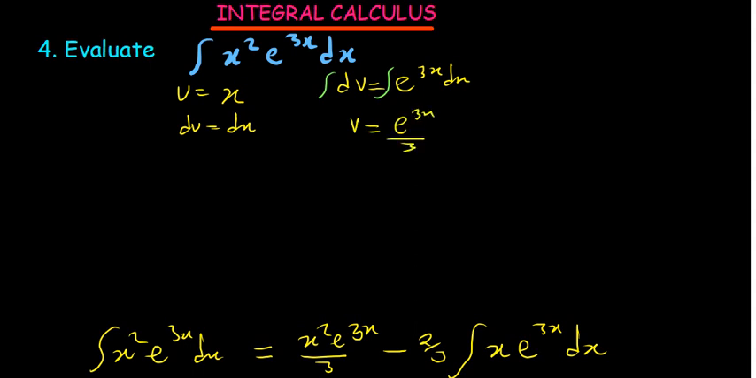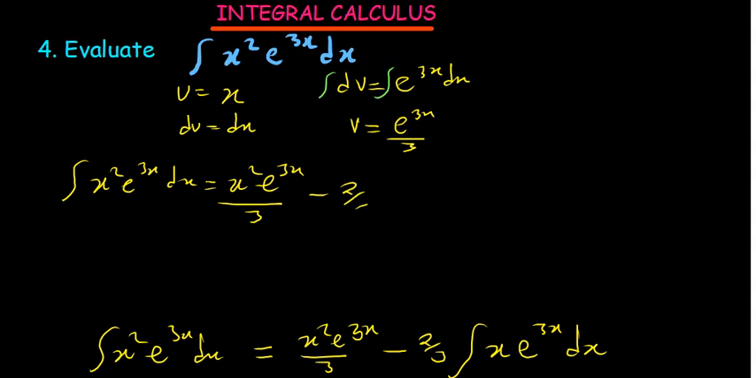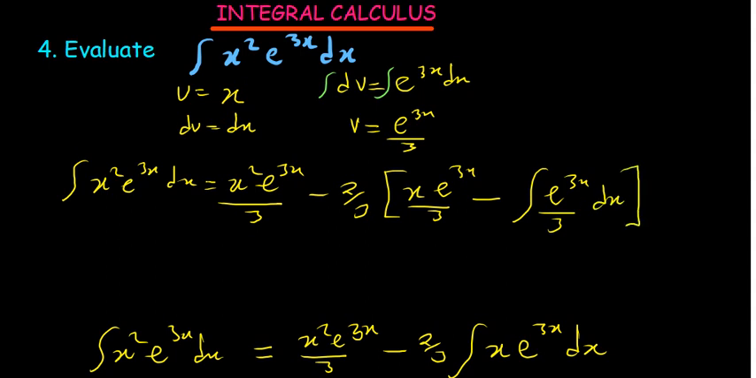So therefore, again, the integral of x squared e to the power 3x dx is going to be equal to x squared e to the power 3x divided by 3 minus 2 over 3. Now, to integrate this portion which is here, we again use integration by parts. Remember the formula, uv minus integral again. So u in this case is x, v is e to the power 3x over 3, and then minus integral again of v, which is e to the power 3x over 3, and then du. What is du? du is equal to dx. Okay, so that is what we're going to have.